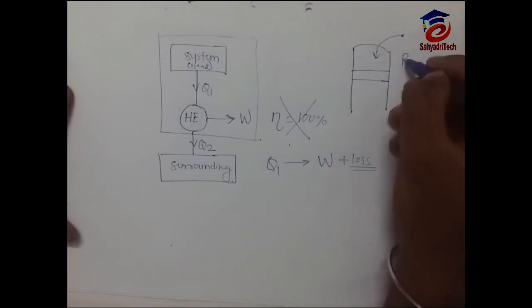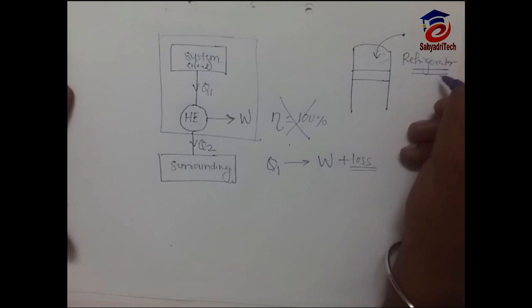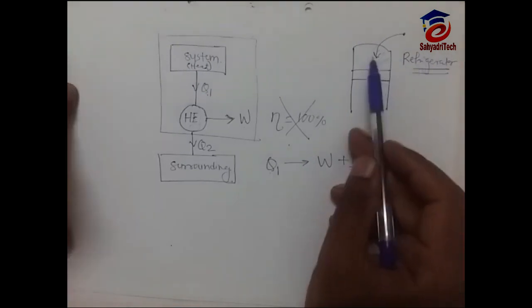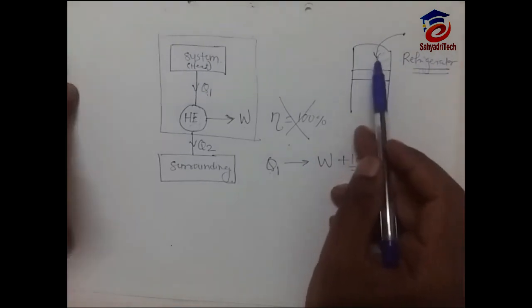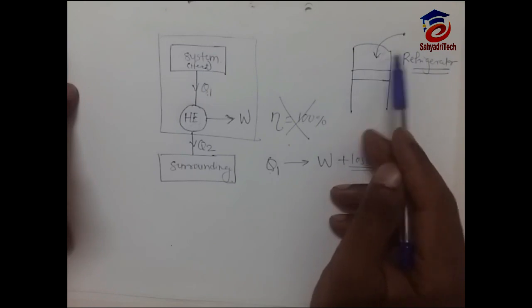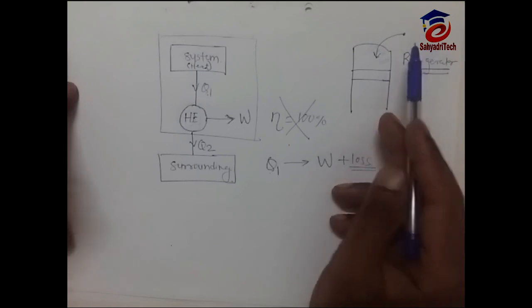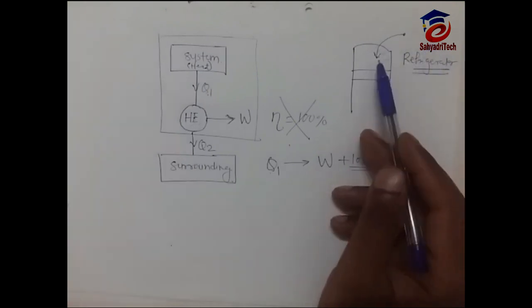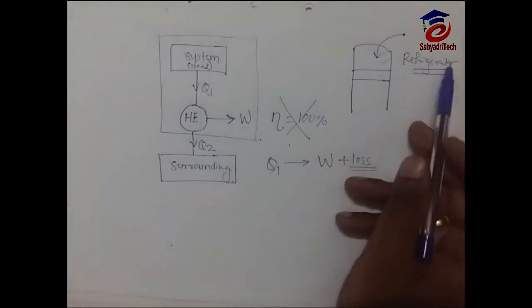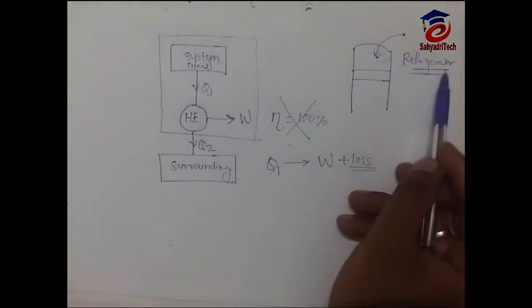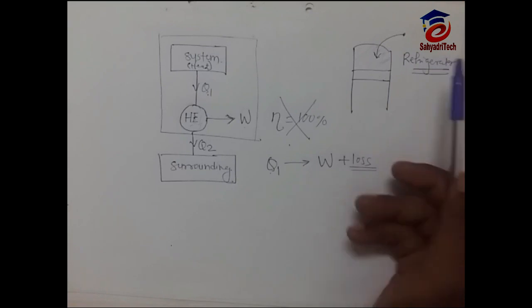So generally we call it a refrigerator. In a refrigerator, what do we do? We use one compressor which will pump refrigerant, and there is some pressure difference, expansion of gases, and it will transfer heat from the surrounding to the system in the refrigerator. We will study this system or this application in detail in the next lectures.